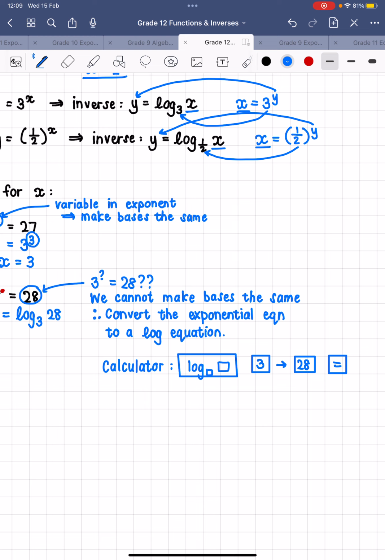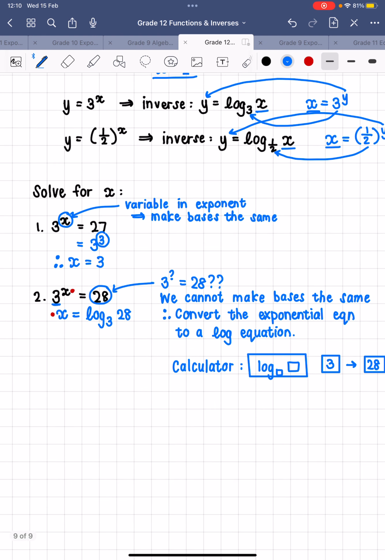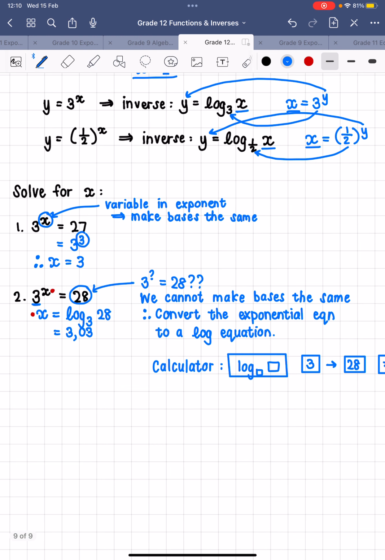Okay, I'm actually not sure where my calculator is here. All right, so I'm pressing the button. The cursor is already in the first block, so that's why I'm going to type my 3. I'm going to use my arrow to go to the next block. I'm going to type 28, then I'm going to press the equals button, and my answer is going to be 3,03. And that is 3.03 with lots of decimals. We can just round to 2 decimals. All right, so 3,03 is the answer to that equation.